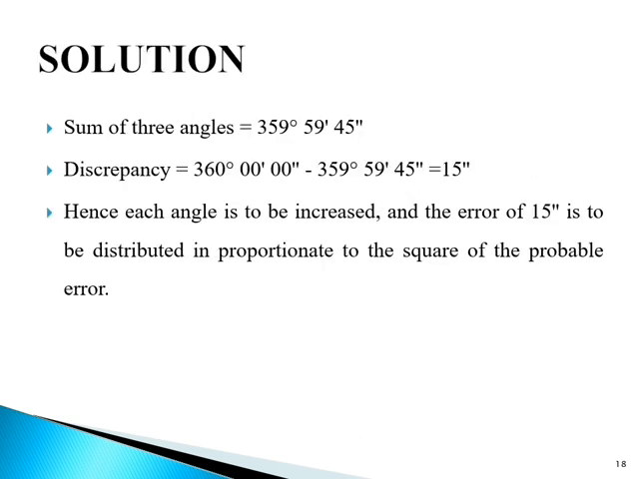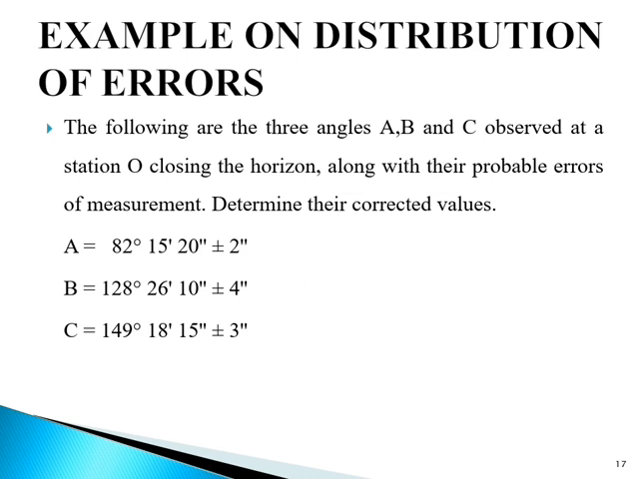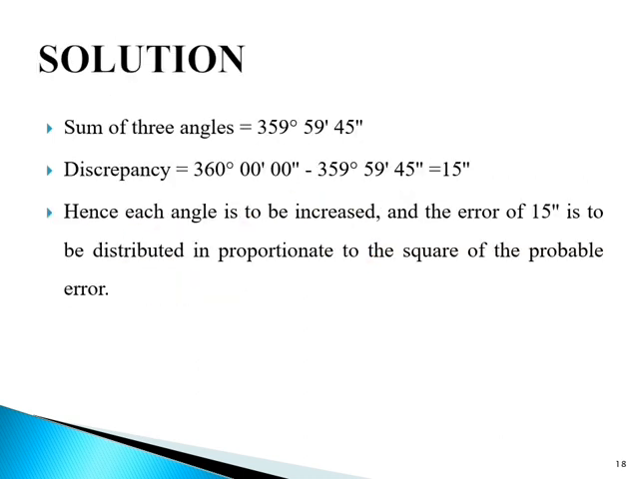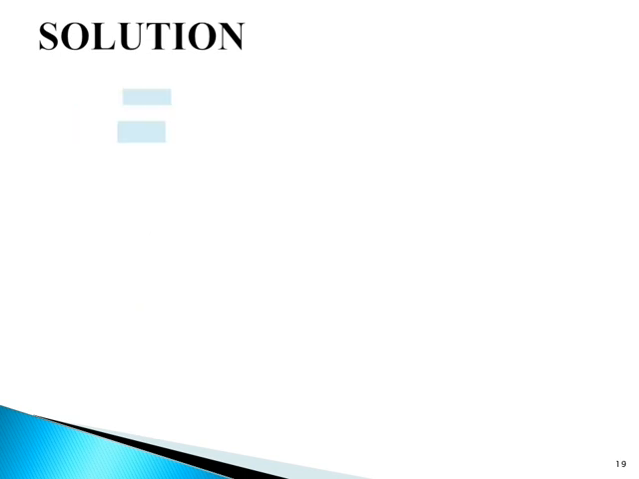So let's see the solution. The sum of the three angles will be 359 degrees 59 minutes 45 seconds. So what we have done is the summation of these three values. The discrepancy will be 360 minus the sum of the three angles, which is 15 seconds. So hence each angle is to be increased, and the error of 15 seconds is to be distributed in proportion to the square of the probable error.